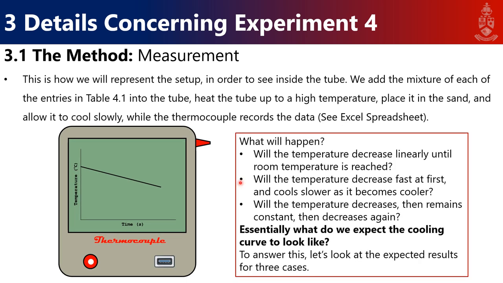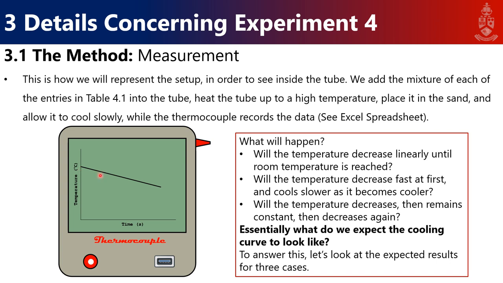A few questions. How do we expect these curves then to look if we put this in the sandbox and are actually able to look at it? So from first year, you should know that anything that undergoes a phase transition, there's something associated with your temperature. What happens during a phase transition? Does the temperature change? Does it remain constant? Does it go up and down? What happens? So that's essentially what are we expecting these cooling curves to look like?